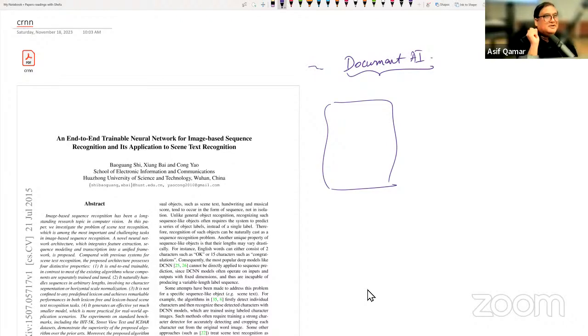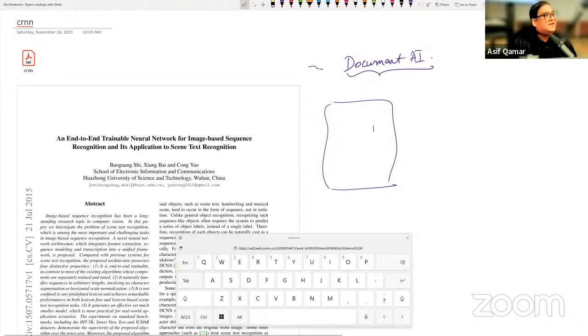The ability to extract text from scenes is, in some sense, part of document AI. Generally, when people talk about document AI, they misconstrue that it means just scanning some paper, taking a scanned picture, and then extracting text from it. It's generally a little bit broader than that.